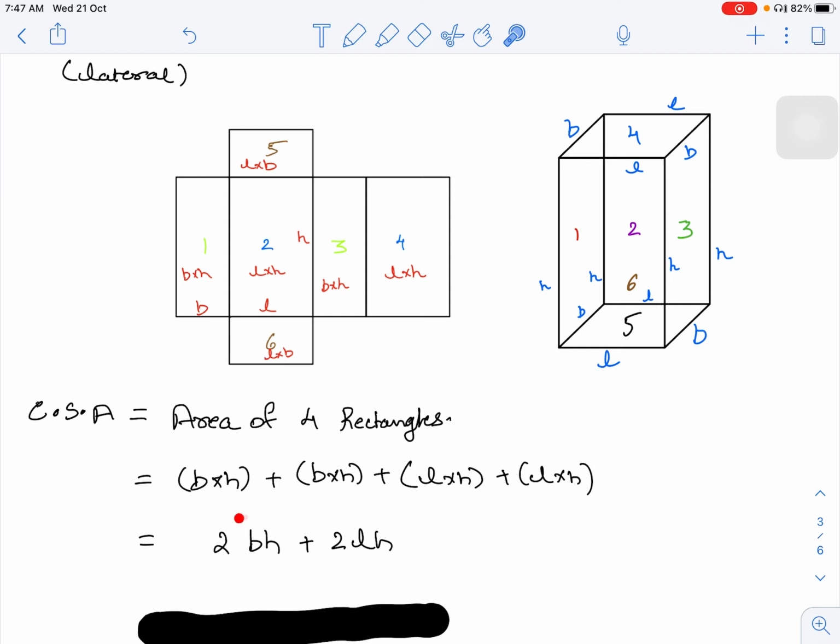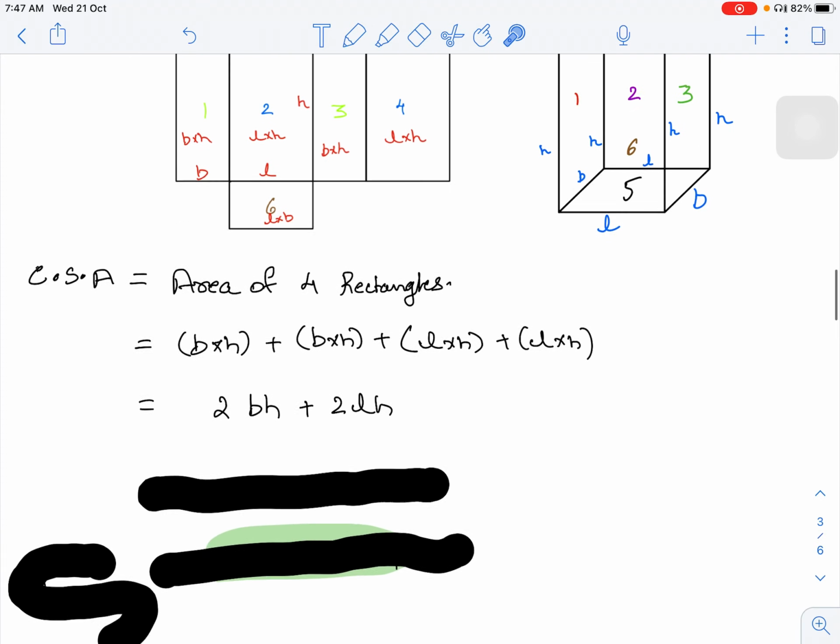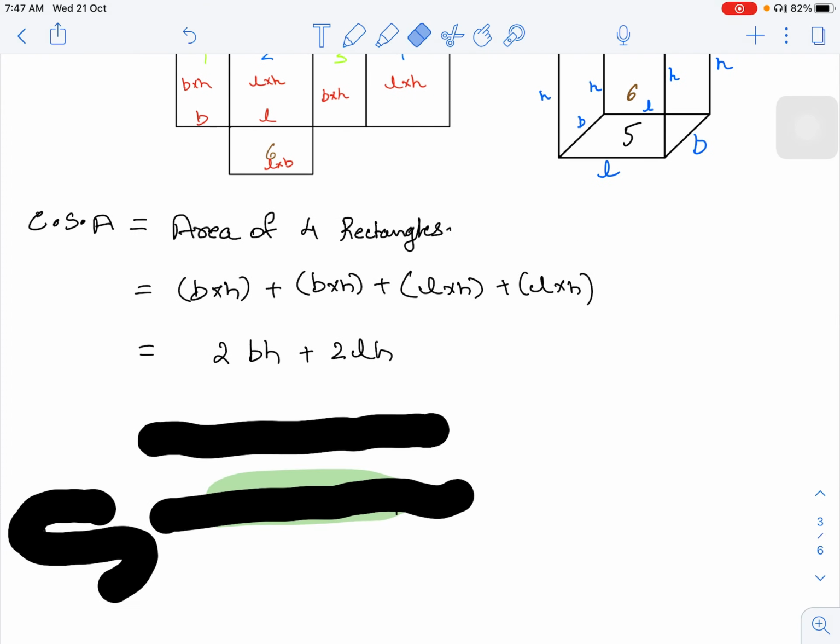Remember, in between these there is no sign, meaning they are all multiplied with each other. So we have 2bh and here we have 2lh. Then the next step: it can be seen that two terms are there, and in both terms this 2 is present.